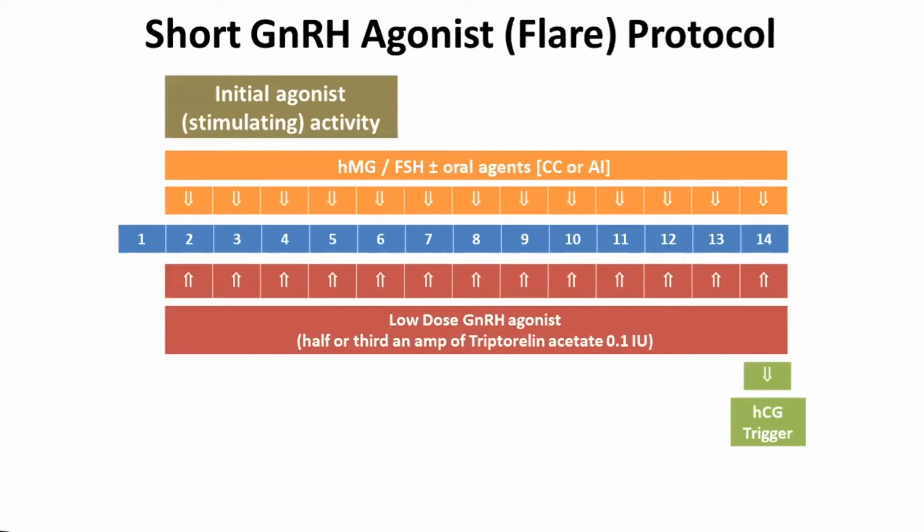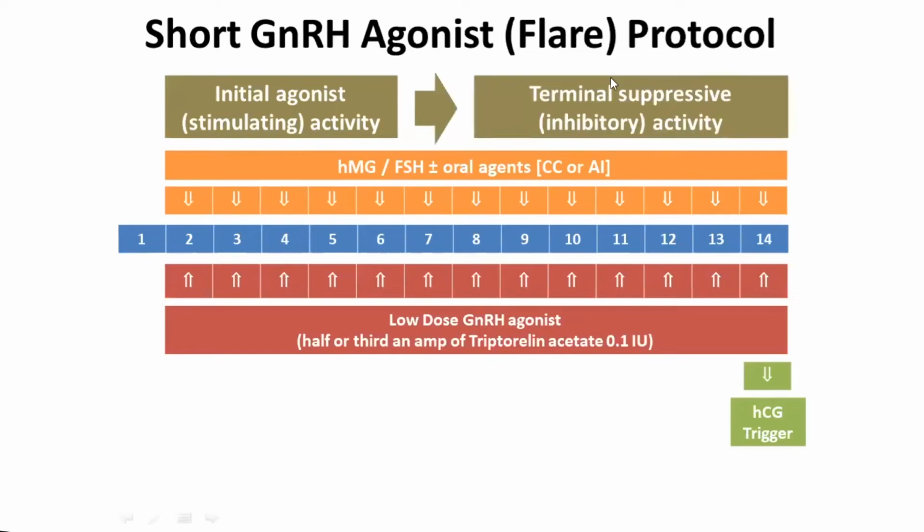The value of this short or flare protocol is to make use of the initial agonist activity of the GnRH, and then we make use of the inhibitory or suppressive effect of the GnRH agonist to prevent premature ovulation.